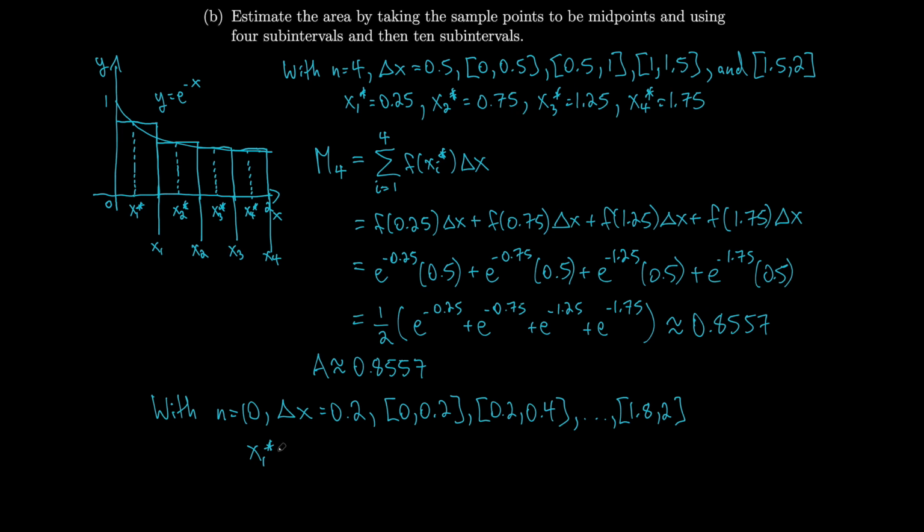I now need to take my sample points to be the midpoint of each of these. So x1 star is in between 0 and 0.2, so it's 0.1. And x2 star is therefore 0.3. x3 star is 0.5. And we keep on taking all of these midpoints until we get to x10 star, which is 1.9, in between 1.8 and 2.